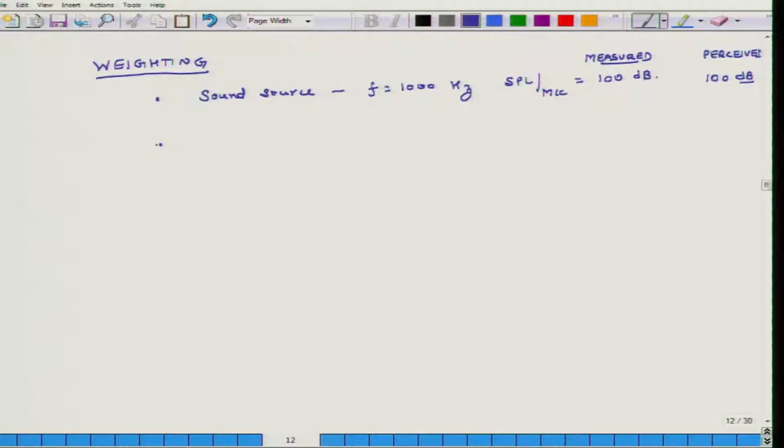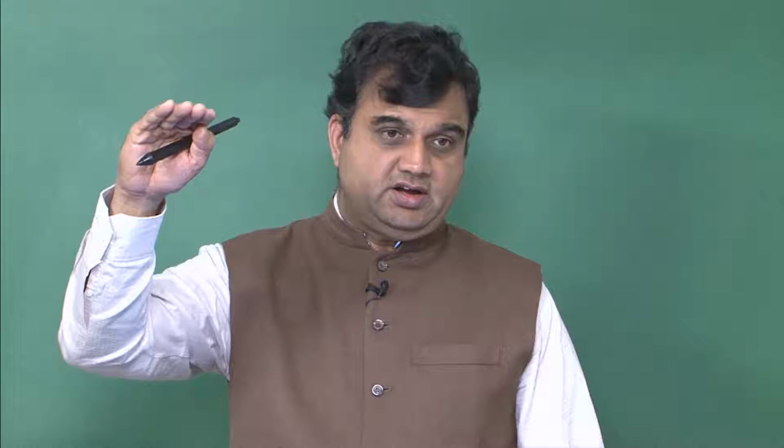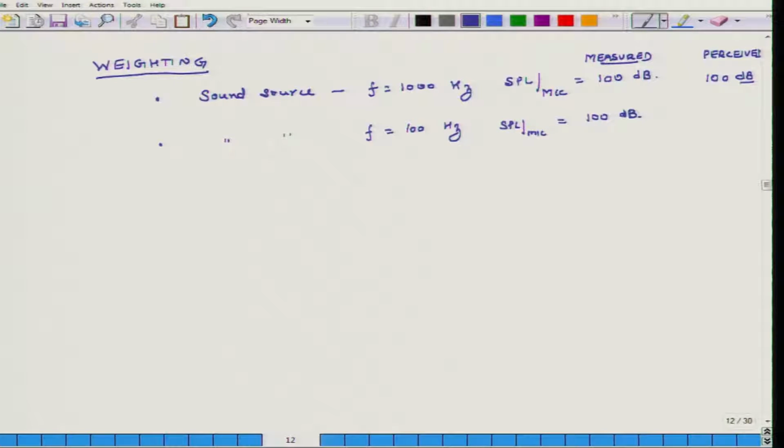Then we do another experiment. We take a different sound source whose frequency is, let us say, 100 hertz, and we adjust the sound source in such a way that its SPL as measured by the mic is still 100 decibels. Now we ask the listener: earlier you listened to a 1000 hertz sound set at 100 decibels, now what is the sound pressure level of this source? We do not tell him it is 100 decibels as measured by the mic. You ask a lot of people, and his perception will be somewhere around 81 dB for the 100 hertz tone.